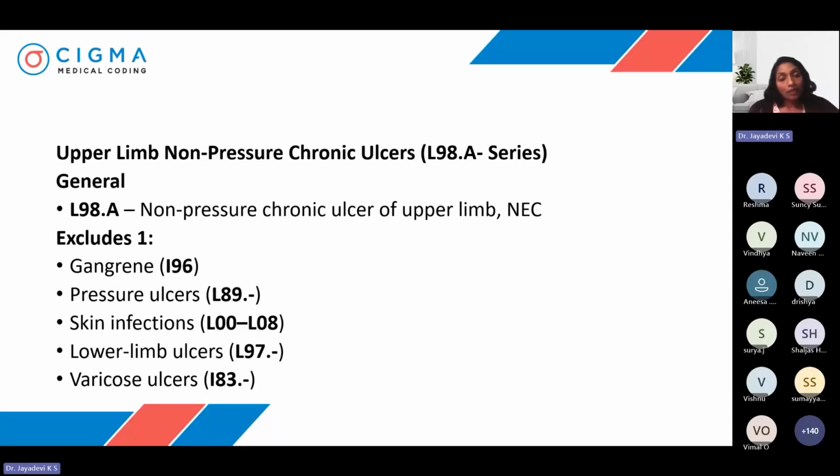So here, it excludes one. You can see gangrene, pressure ulcers, skin infections, lower limb ulcers, varicose ulcers.